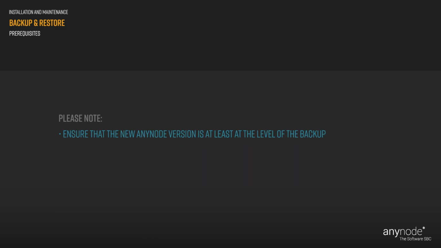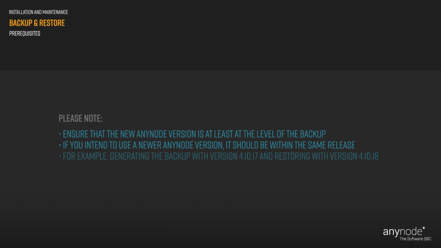Please ensure that the new anynode version is at least at the level of the backup. If you intend to use a newer anynode version, it should be within the same release, second part of the version number. For example, generating the backup with version 4.10.17 and restoring with version 4.10.18. You cannot use a backup created with a newer version of anynode.